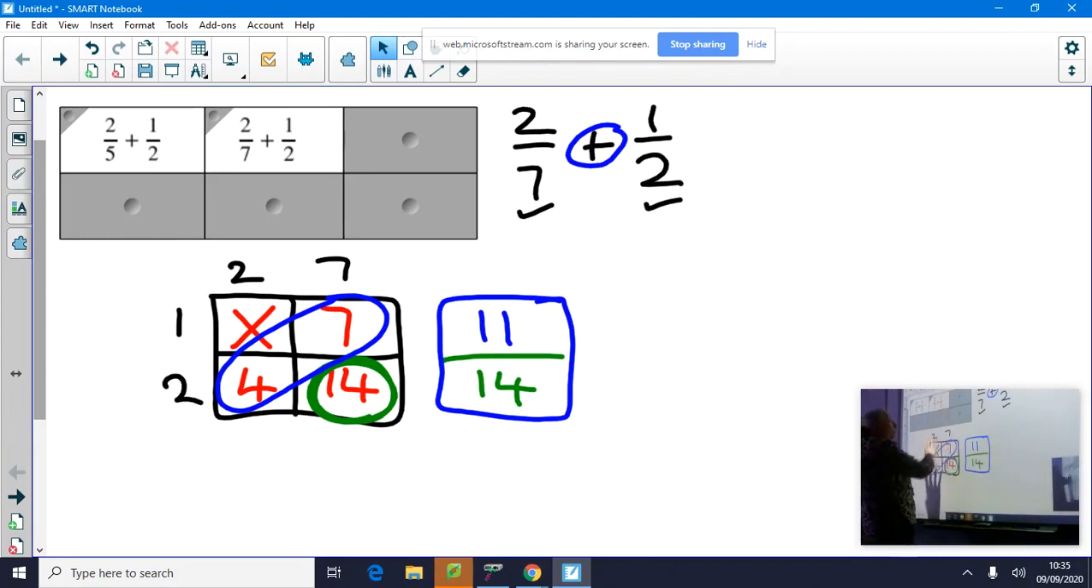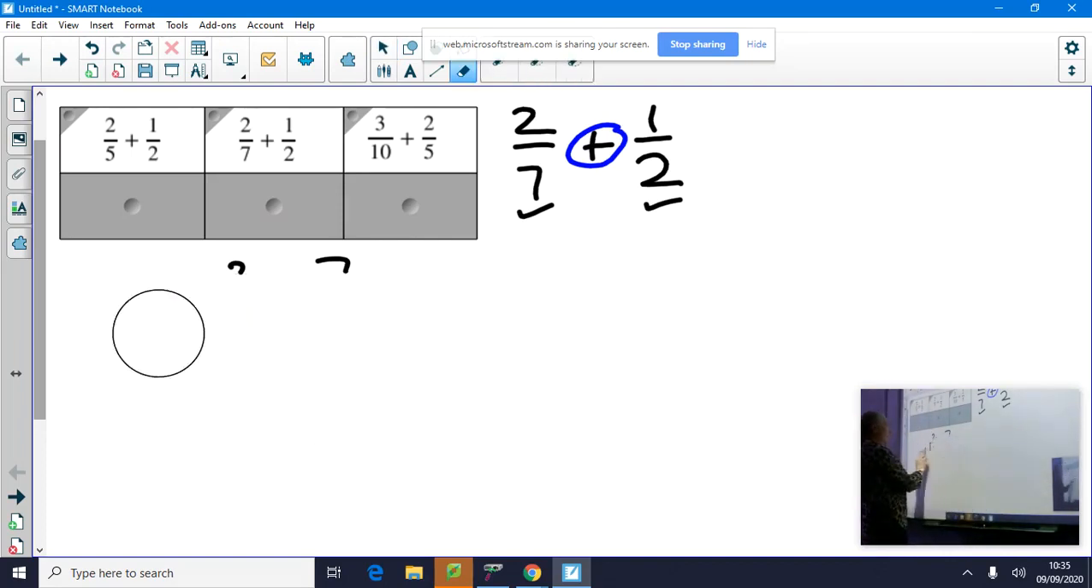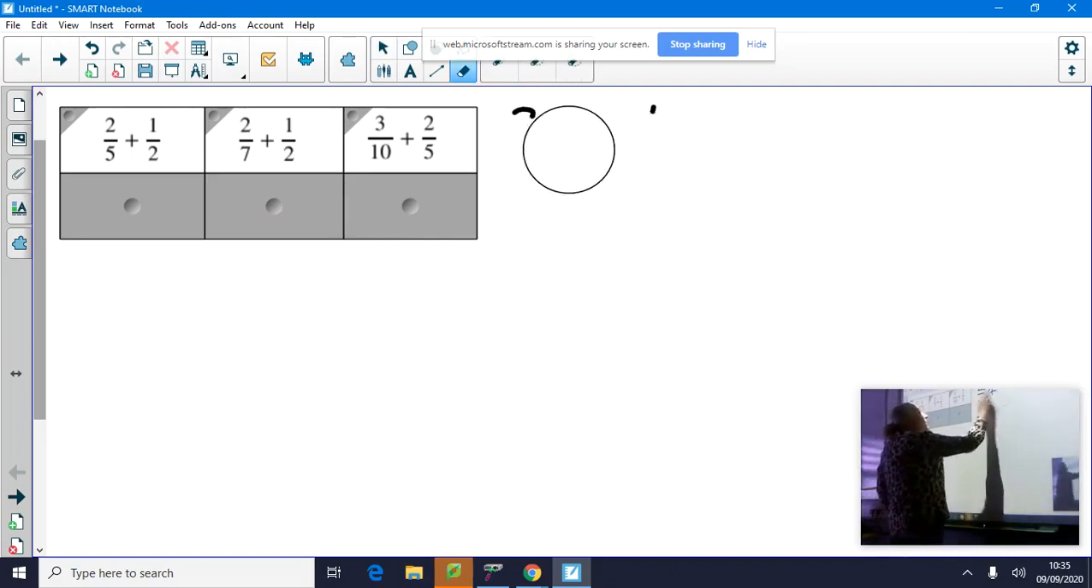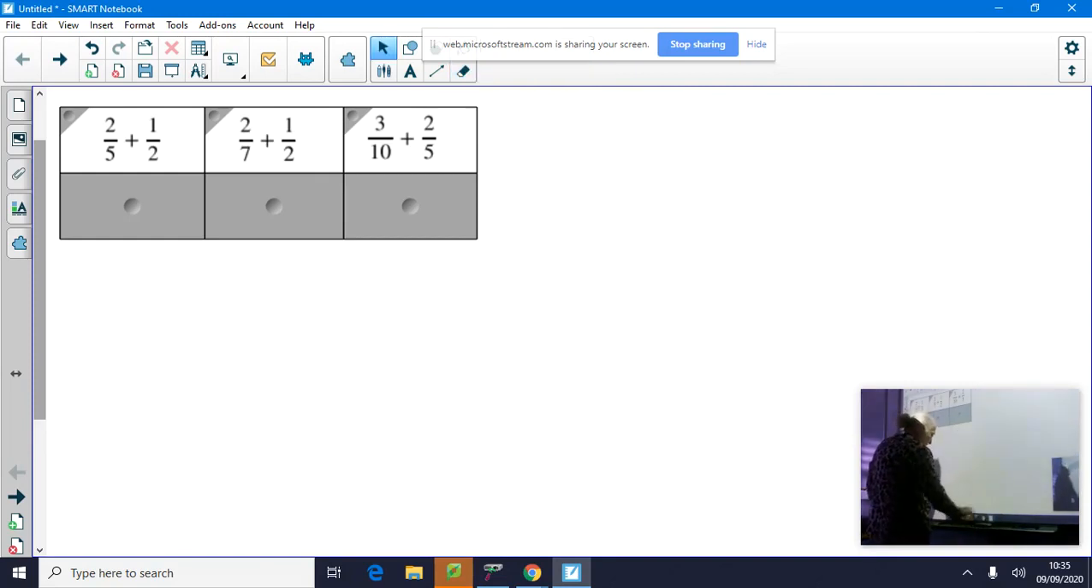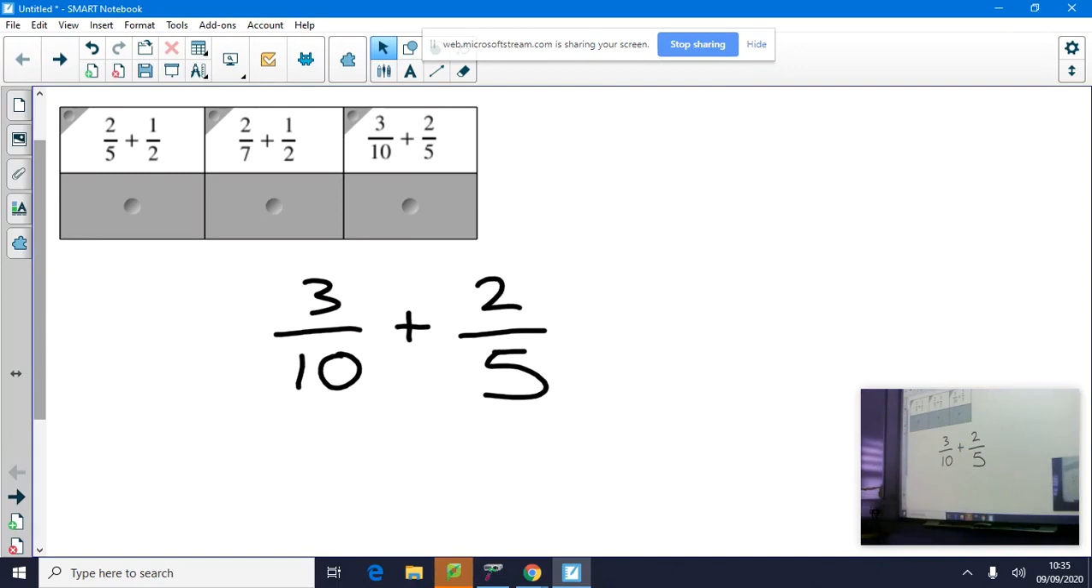Now, watching that, I'd like you to have a go at that one. I'll write it down in case you can't see it. That is a bit small in there. So 3 tenths plus 2 fifths. What's your answer?